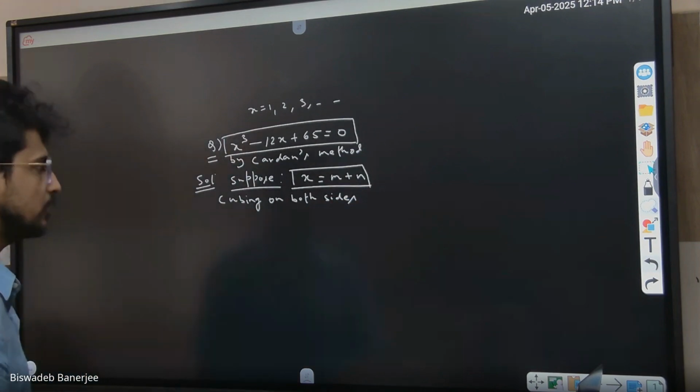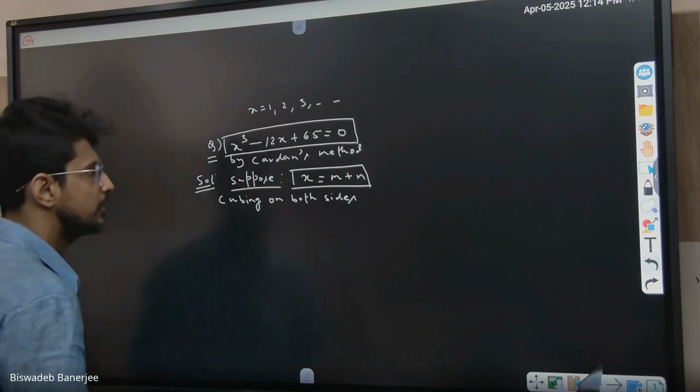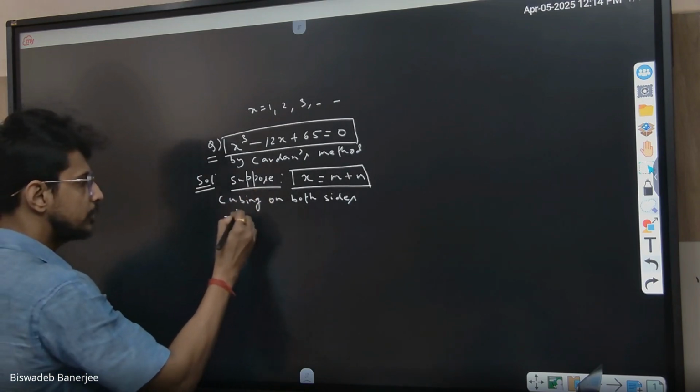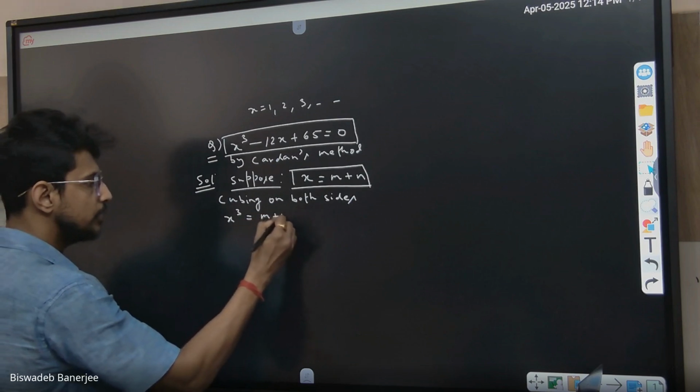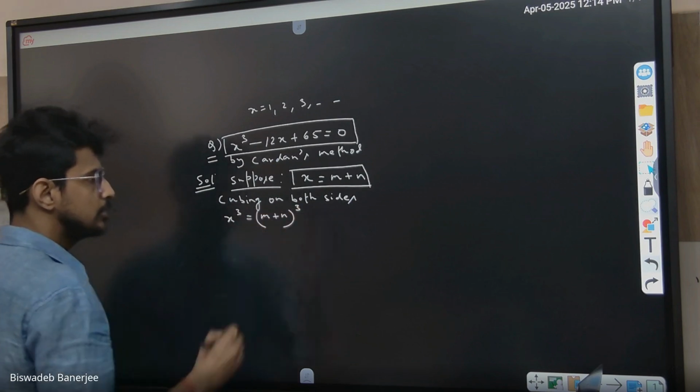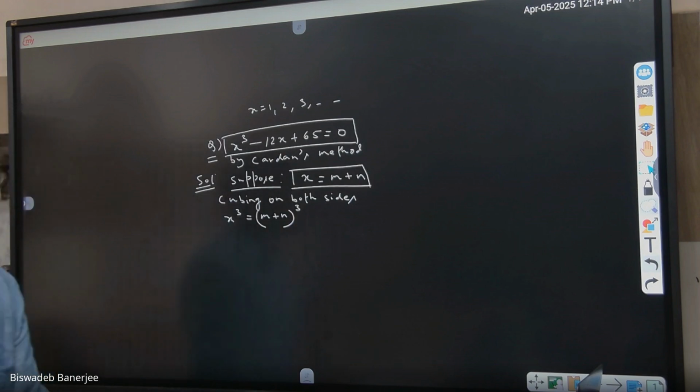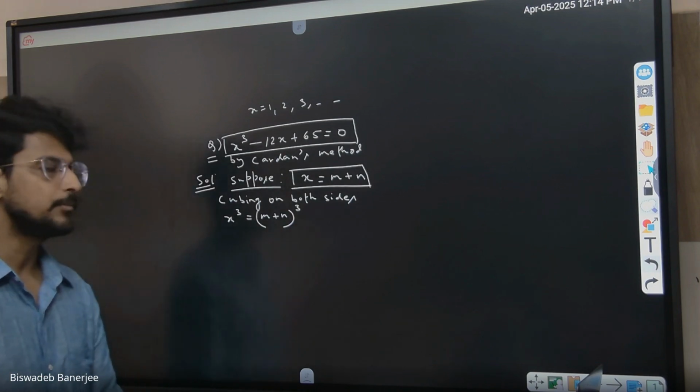Cubing on both sides. If we take cube on both sides, then what? See that if we take cube, this is my x cube. This is my m plus n cube. We are taking cube on both sides. So x cube equal to m plus n whole cube.